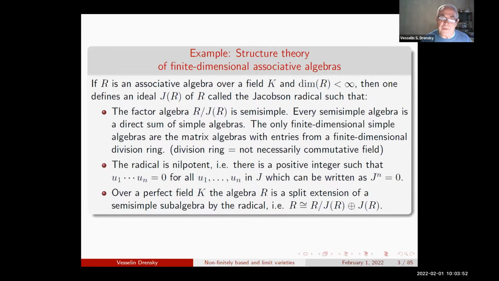For example, the algebraists, even the master students, know that the finite dimensional associative algebras have a good structure. They have the Jacobson radical, which is nilpotent. Modulo the radical, you have an algebra which is semi-simple. Every semi-simple algebra is a direct sum of simple algebras. You know which are the finite dimensional simple algebras, etc. So you have a good description of finite dimensional algebras.